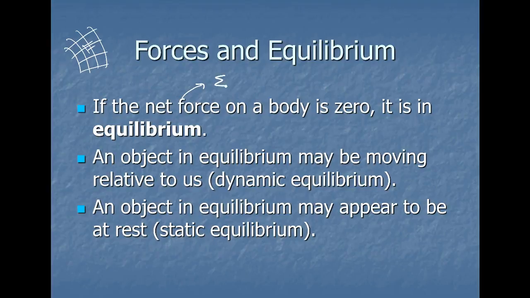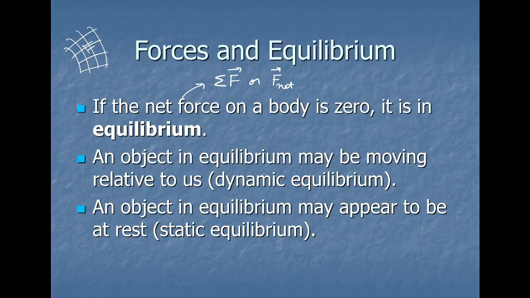So if the net force on a body is zero, it's in equilibrium, and usually we'll write the net force in one of two ways. It'll be either written as the sum of the forces, or it'll just be written as F net. Both of these are vectors. If that net force is zero, we have equilibrium. However, an object in equilibrium could be moving relative to us, or it could be at rest. So even though the net force is zero, that doesn't tell us anything about the object's velocity. We could have constant velocity, which is either zero or non-zero.